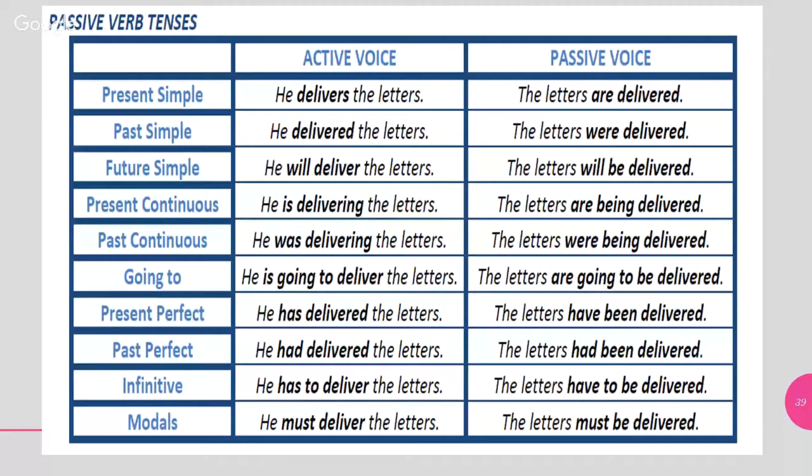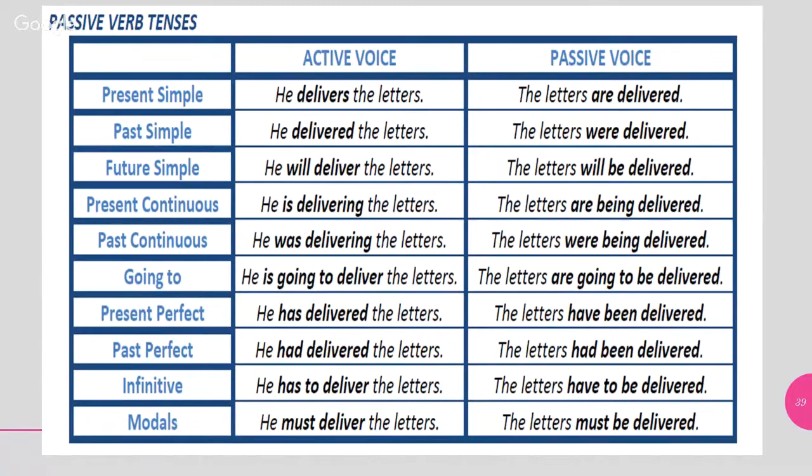This is in the future simple tense. Present continuous: He is delivering the letters. The letters are being delivered. Past continuous: He was delivering the letters. The letters were being delivered. Going to: He is going to deliver the letters. The letters are going to be delivered.